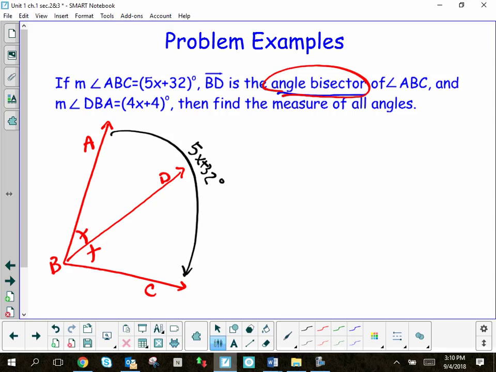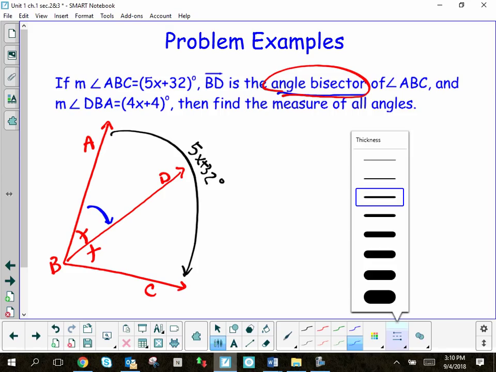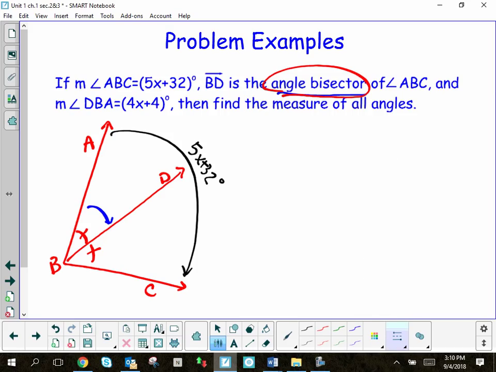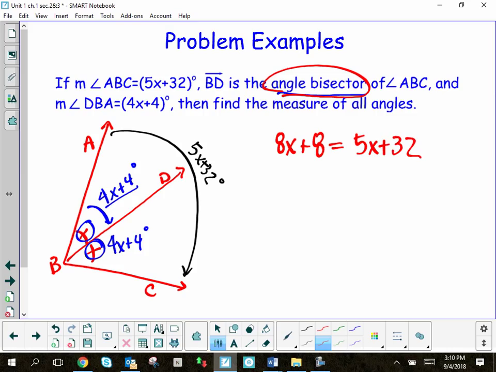Then DBA, which goes from, let me get a different color, from here to here, that one is 4x plus 4 degrees. Now I have to find the measure of all the angles. Well, this right here should be kind of ringing in your head. These are equal. If this is 4x plus 4, well, this can also be represented as 4x plus 4. So now it looks like the problem that we just did. That's the hard part, and if you can get that, it should be pretty easy. So I have 8x plus 8. I added those two in my head, and I set it equal to 5x plus 32.